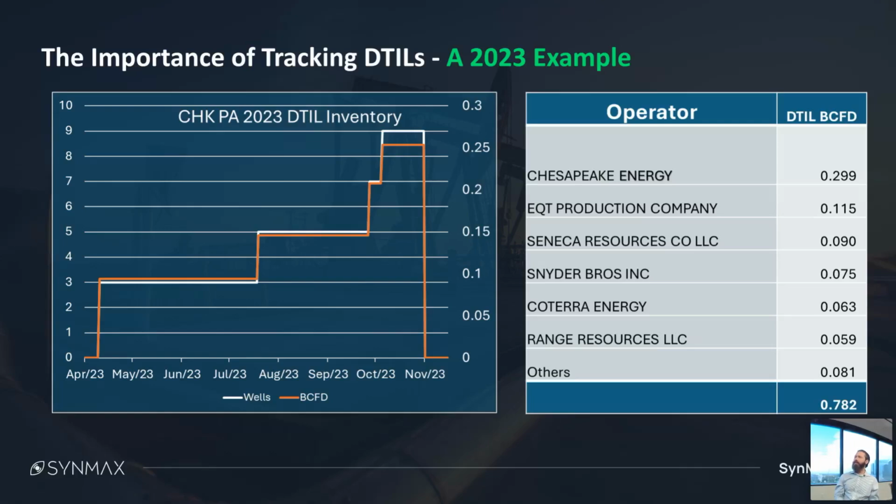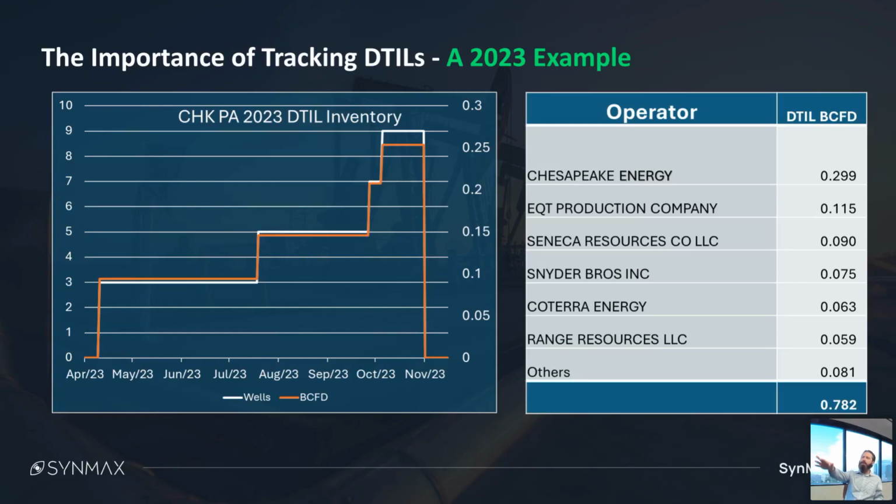So, you can see here on the chart on the left, this was not something that was a decision made overnight. In order for operators to be able to exercise their DTILs, they have to build them up over time. And so what I've got here is, going back into 2023, looking at the state reported data of when these wells came online, and then collating that with the SynMax frac crew data, which we're taking every day by satellite. I can tell you exactly how Chesapeake was building up their delayed TIL inventory.